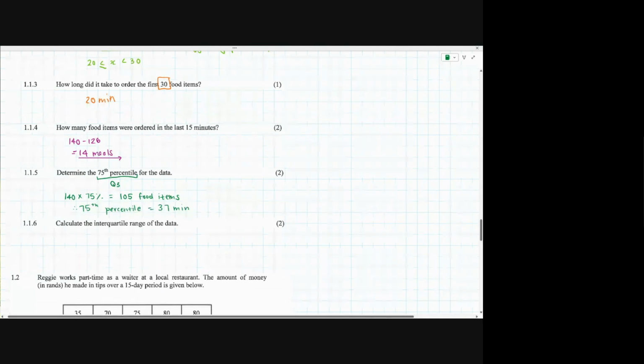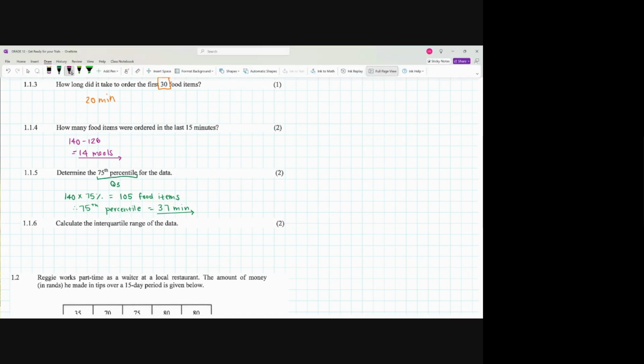There's usually a range of 1 up, 1 down, so we would accept between 36 and 38. Just so that you are aware of that. There is usually a range in which we accept your answers. Okay, and 1.1.6 now asks us for the interquartile range.